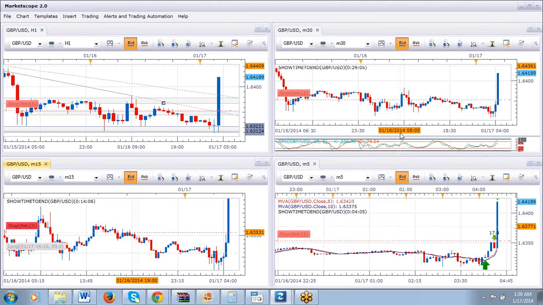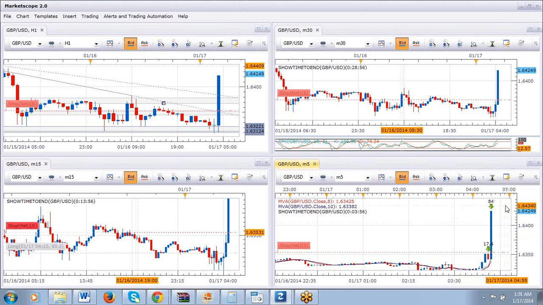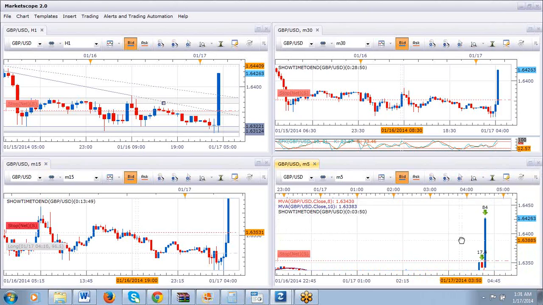Currently I'm just trailing it right now, looking at 64.20. 84 pips in the second trade, 17 pips in the first one, so we're up more than 100 pips pretty much. 64.24, almost 100 pips on the last trade. So depending on the news itself, sometimes it's really easy to make about 50 to 100 pips.